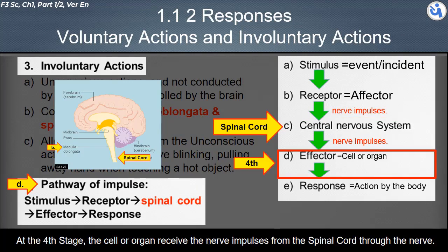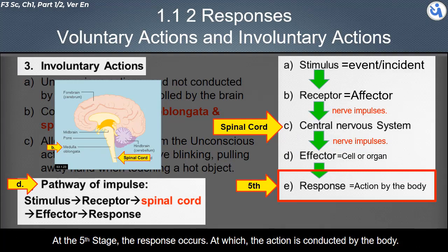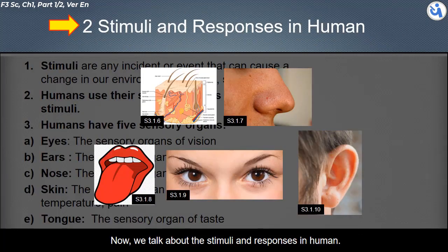At the fourth stage, the cell or organ receives the nerve impulses from the spinal cord through the nerve. At the fifth stage, the response occurs, at which the action is conducted by the body. Now, we talk about the stimuli and responses in humans.